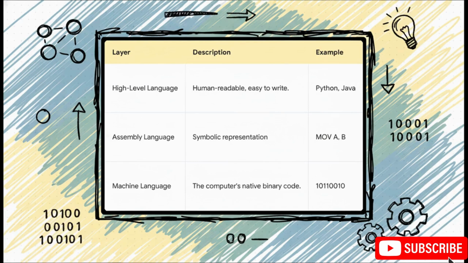It would be practically impossible. Instead, we work way up at the top layer, using what we call high-level languages like Python or Java. They look a little bit more like English. Then, special programs act as translators, taking our instructions down through a middle layer and then finally all the way down to the bottom, machine language. That's the raw binary code the computer's brain can actually execute.